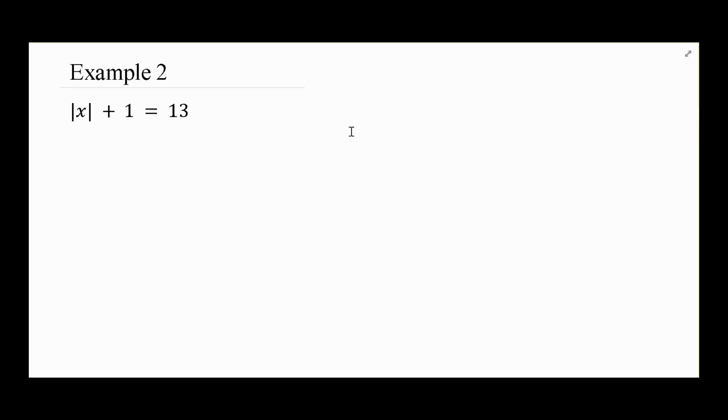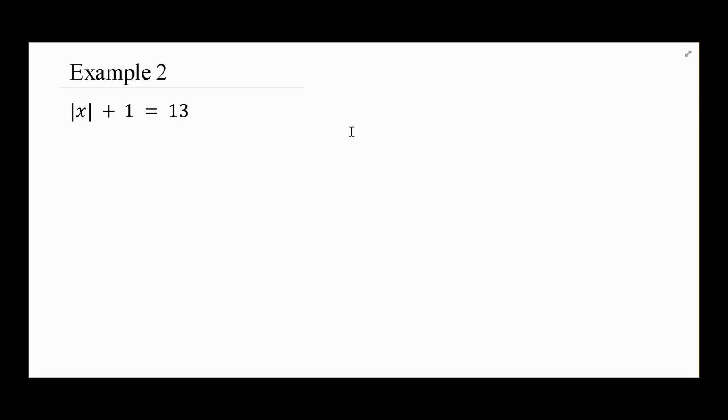So let's take a small step up in difficulty for example 2. We're looking at absolute value of x plus 1 equals 13. We're going to ask ourselves the two questions. Do we have an absolute value by itself on one side? And the answer is no. So we can't use the absolute value property yet. But could we modify this so that we can? Well, absolutely. And that's what we're going to do.